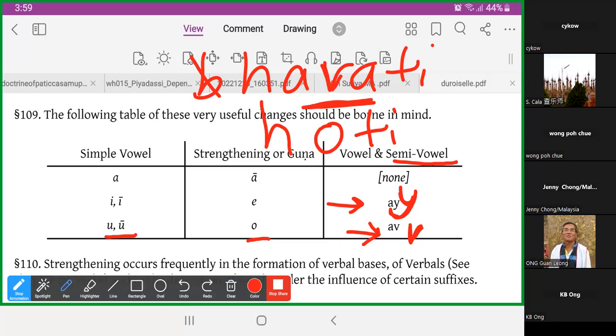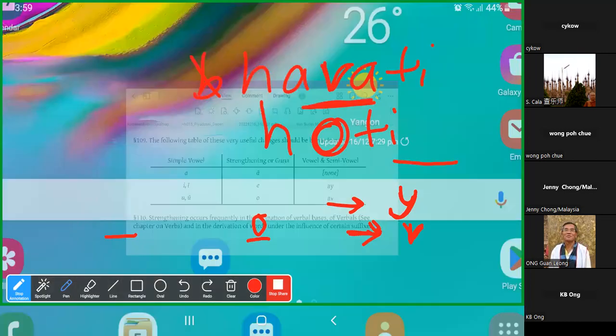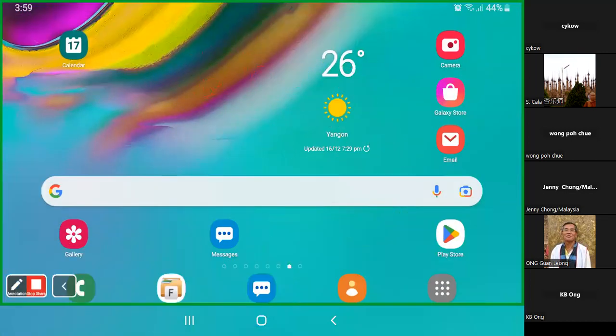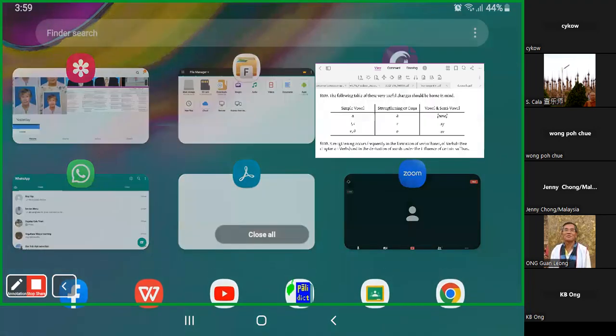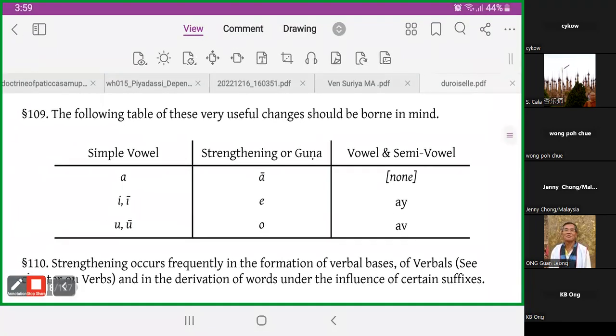So you can see how the V is related with the O sound like here. The O is related with the V sound. So there's some linkage here, right? Okay. So Y, you have the Y here. So we can see the Y, right?